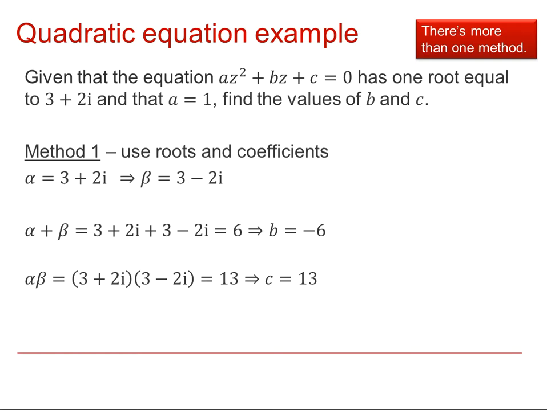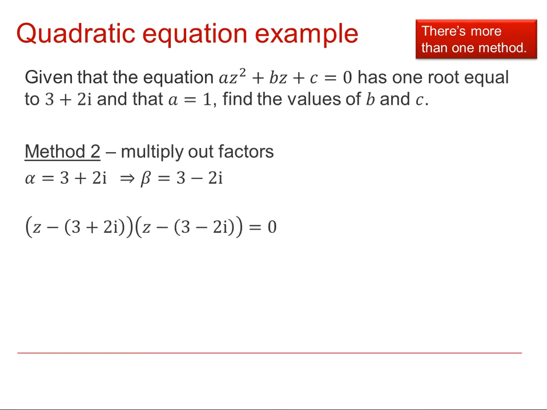Well, an alternative method to this is to use the idea of multiplying out the factors. So given that alpha was 3 plus 2i and beta 3 minus 2i, then we can write the polynomial as a product of its factors, so z minus alpha and z minus beta. So we get (z minus 3 plus 2i) and (z minus 3 minus 2i).